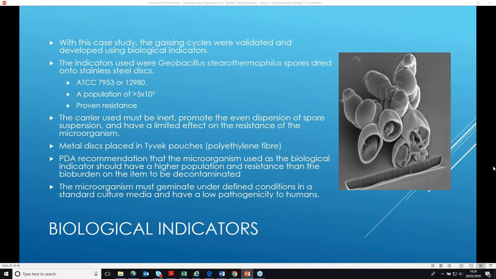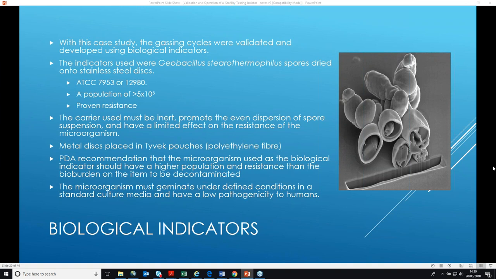The Geobacillus used should be traceable to the American Type Culture Collection, that's the ATCC. And typically, as pharmacopoeia require, this is either strains ATCC 7953 or ATCC 12980. The requirement is also that the biological indicator must demonstrate adequate sanitization of the isolator through achieving a 6-log reduction. So for this, a minimum population of greater than 5 × 10⁵ is the initial number. Typically, the ones that are purchased have populations above 10⁶.